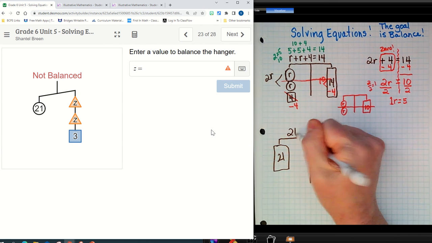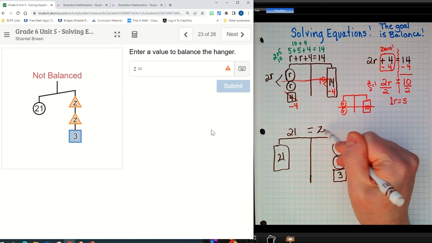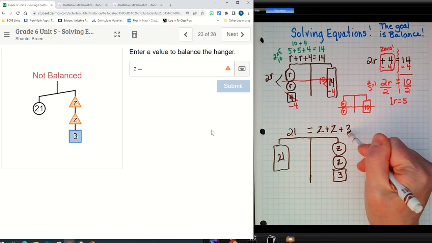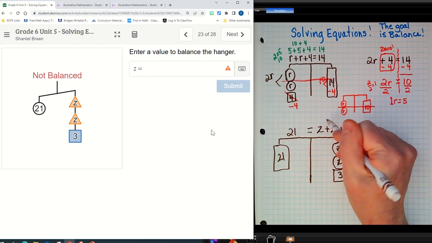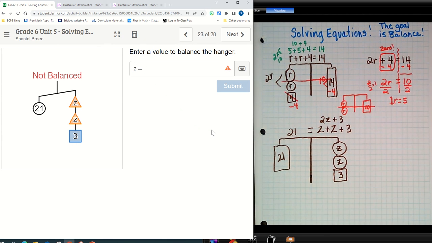Got my scale. Let's write our equation first. This is easy, 21, and that's equal to a Z plus a Z plus a 3. Or I could say 2 Z's plus 3. See how that's a little confusing? Got to be careful with the Z's as the variable. Got to really be careful because sometimes people write them, they look like 2's.